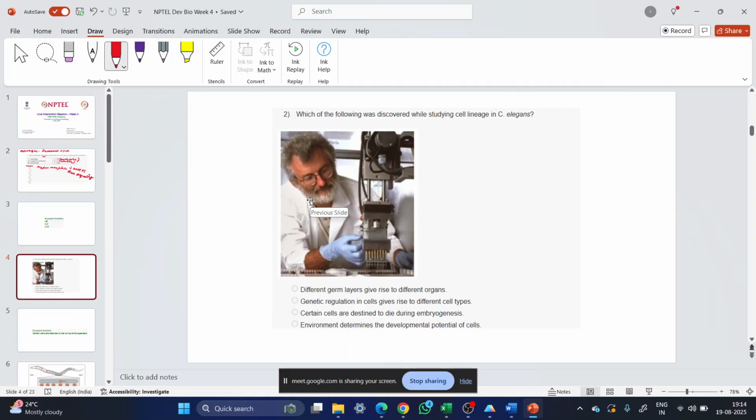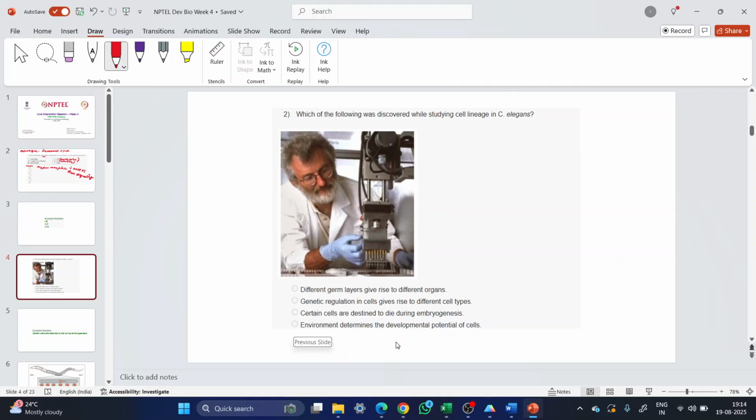So the question is, which of the following was discovered while studying cell lineage in C. elegans? And the options were: different germ layers give rise to different organs, genetic regulation in cells gives rise to different cell types, certain cells are destined to die during embryogenesis, and finally, the last one, environment determines the developmental potential of cells.